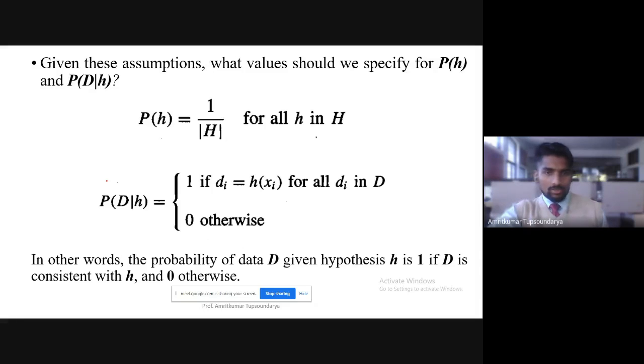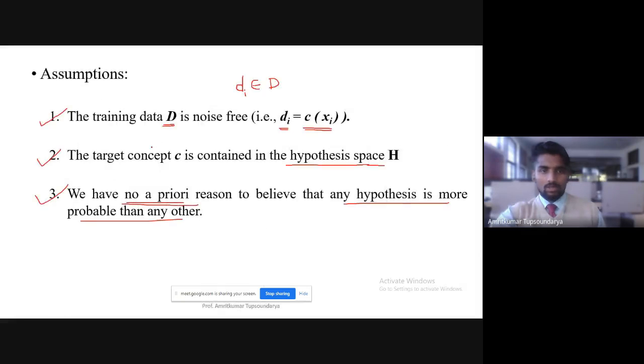Next question that arises is what values should we specify for this P of H and P of D, right? Because there are a lot of assumptions that we are making. There are three assumptions that we have assumed. Number one is noise-free data. Let me show you the assumptions again. The data should be noise-free, right? That is one assumption. The target concept is contained in the hypothesis space. This is the second assumption that we are making. And third is there is no a priori reason, right?